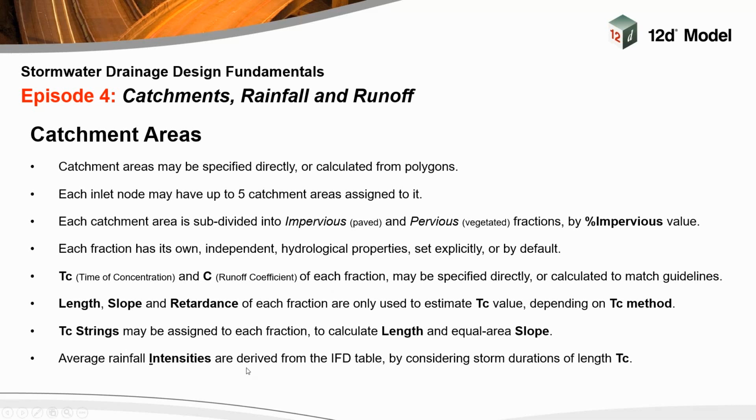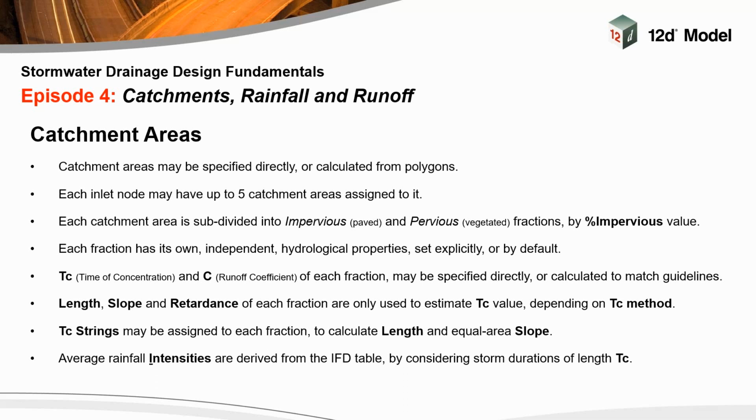But the rainfall intensities are derived from the IFD table simply by considering storm durations equal to the length of the TC of the catchment. Now it's very simple if you've just got a single catchment fraction. It's just straight out Q equals CIA. It gets a little bit more complicated once you start adding multiple catchments, but not much more complicated than that. And I won't bother going into the details there.